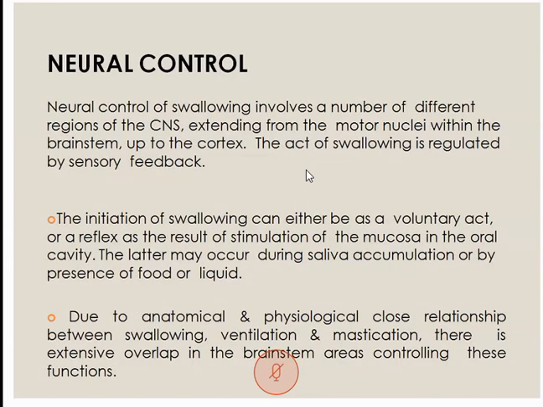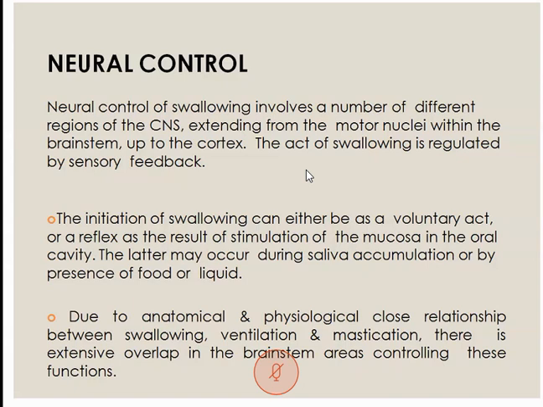The neural control of swallowing involves a number of different regions of the central nervous system, extending from the motor nuclei in the brainstem up to the cortex. The act of swallowing is regulated by sensory feedback. The initiation of swallowing can be a voluntary act or a reflex as a result of stimulation of the mucosa in the oral cavity. The latter may occur during saliva accumulation or by the presence of food or liquid in the oral cavity.